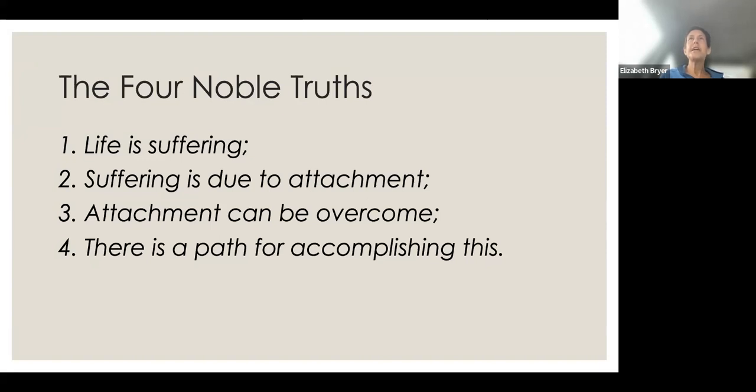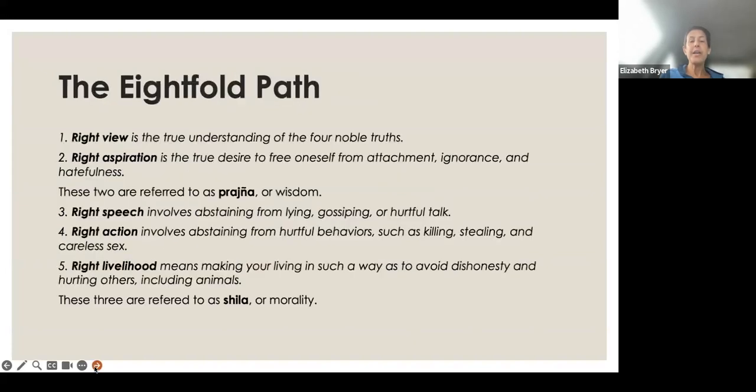So in other words, we have this tendency to want things to be other than they are. It's caused by preferring some things over another, but there's a way to reduce or even eliminate this attachment if we follow certain steps. And those steps are what are referred to as the Eightfold Path. I think Bernie Glassman talks about the first one. Right view is the true understanding of the Four Noble Truths. Two, right aspiration is the true desire to free oneself from attachment, ignorance, and hatefulness. These two are referred to as prajna or wisdom.